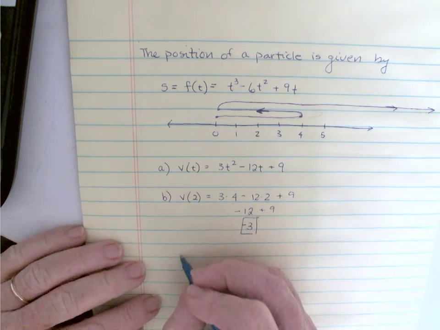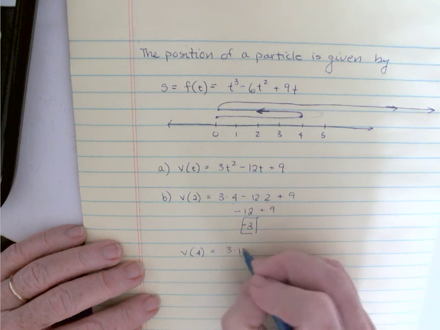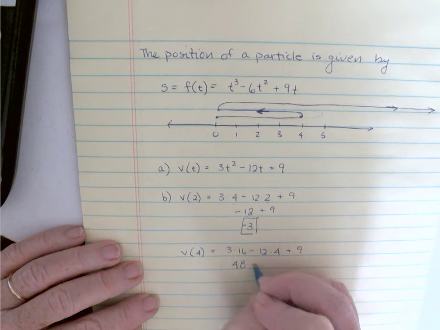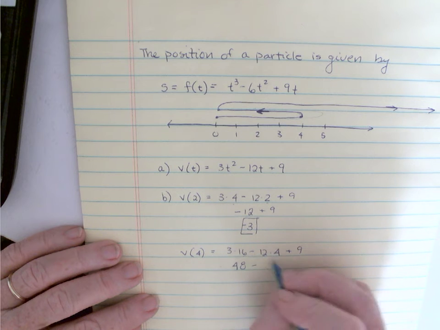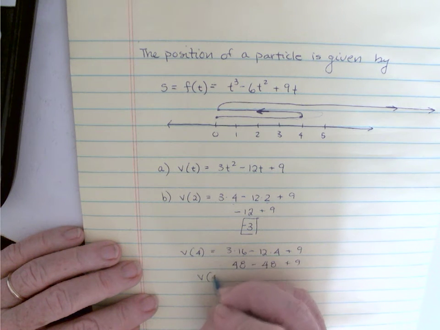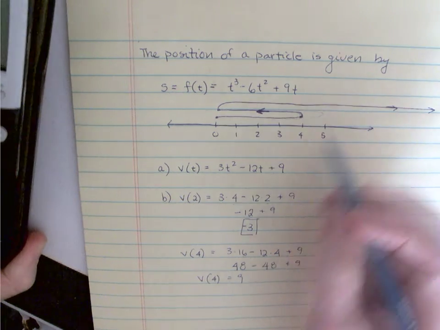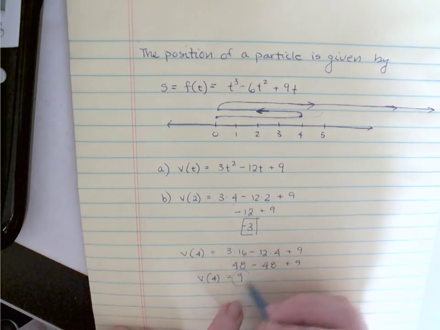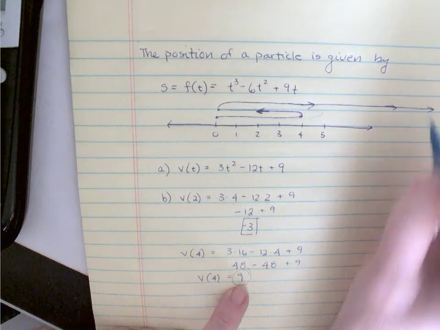And if I wanted to find the velocity at 4 seconds, that's going to be 3 times 4 squared, which is 16, minus 12 times 4 plus 9. So that's 3 times 16, which is 48, minus 48 again, and then plus 9. So my velocity after 4 seconds is 9. And what I know is that after 4 seconds, here's the particle, and it is heading in this direction. And notice 9's magnitude is much bigger than 3. So in fact, it is hightailing it to the right at that point.